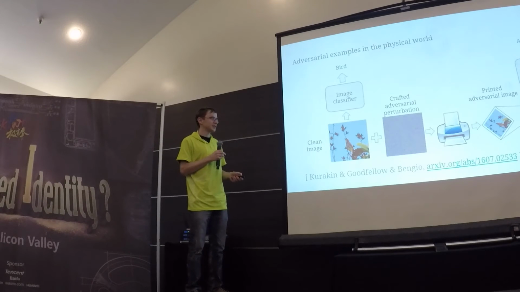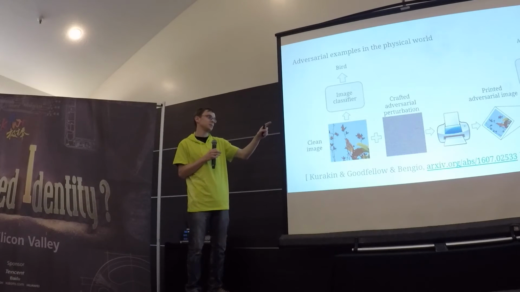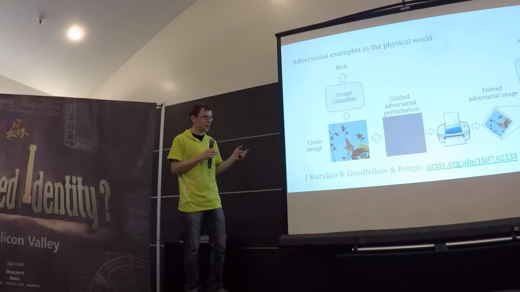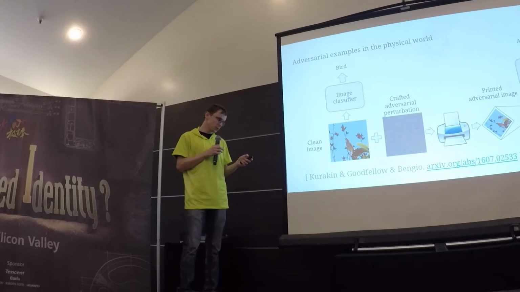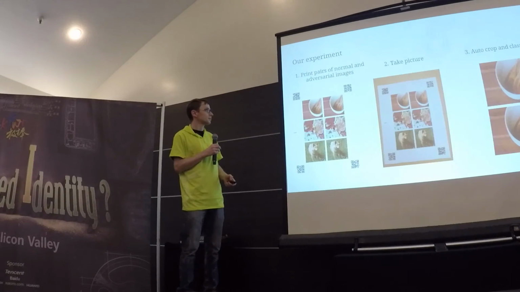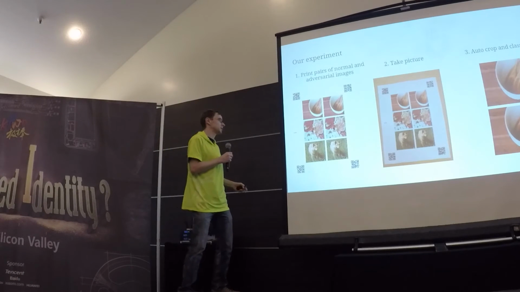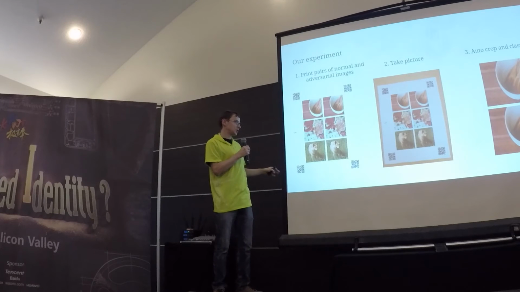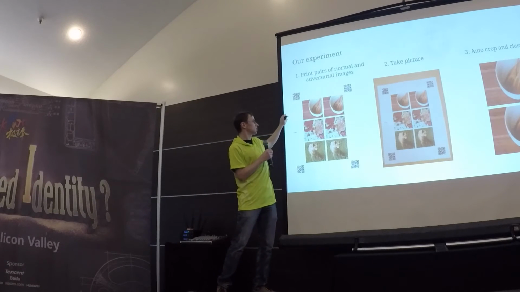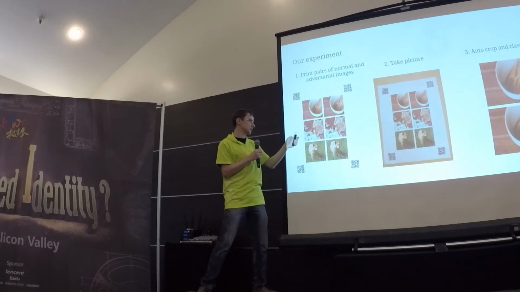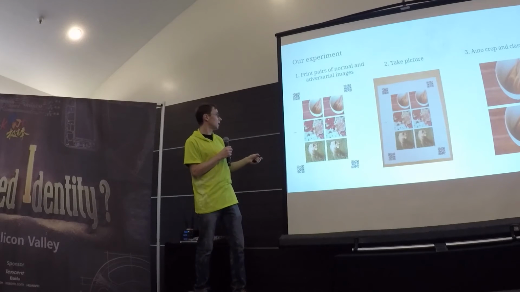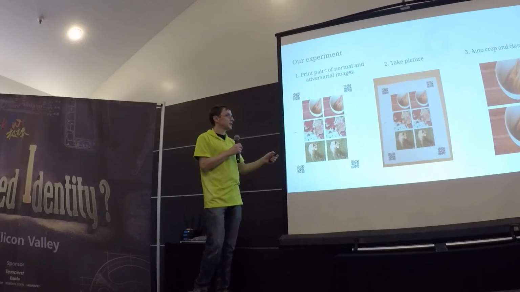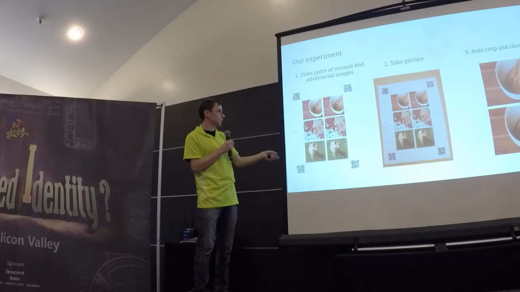We get another class. Now what changes in this experiment is that we add a step of printing and making a picture, and even in this case, we're still able to fool the image classifier. So this is how our experiment looked. These are the images we generated, a pair of a clean image without perturbation and an adversarial image. Then we printed them and took a photo.